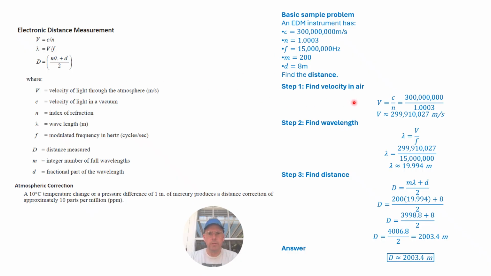So first, find the velocity, put your terms in, calculate velocity, and then use that. That's the next one for the wavelength, put your terms in, and then thirdly, you can use the distance formula there, set it up. And I put in our terms that we calculated, and that one I did in meters, so it's 2003.4 meters. And the reason I did it in meters is because these formulas all are in meters.